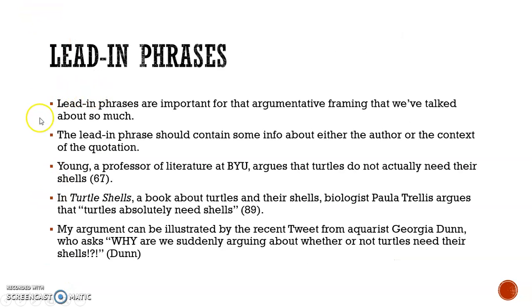This is more advice on lead-in phrases, but it's a little shorter and I think easier to look at. You can look at these in your own time and see what you're thinking, if you're getting it, how you feel about them, and then let me know if you have questions.